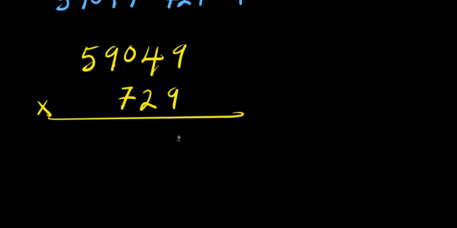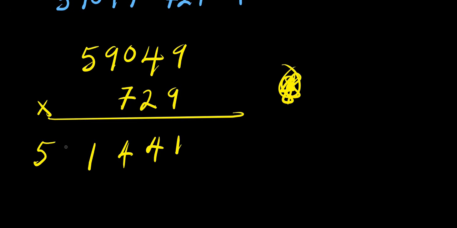9 times 9 is 81. 1 carry over 8. 9 times 4 is 36. 36 plus 8 is 44. 4 carry over 4. 9 times 0, 0, 0 plus 4, we have 4 again. 9 times 9, 81. 1 carry over 8. 9 times 5, that is 45. 45 plus 8, that's 53. We have 531441. Then we proceed to 2.